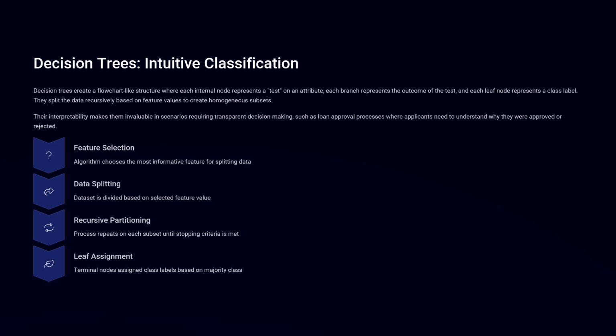Decision trees, intuitive classification. Decision trees create a flowchart-like structure where each internal node represents a test on an attribute, each branch represents the outcome of the test, and each leaf node represents a class label. They split the data recursively based on feature values to create homogeneous subsets.